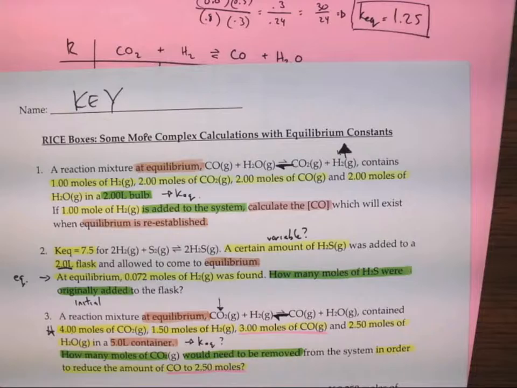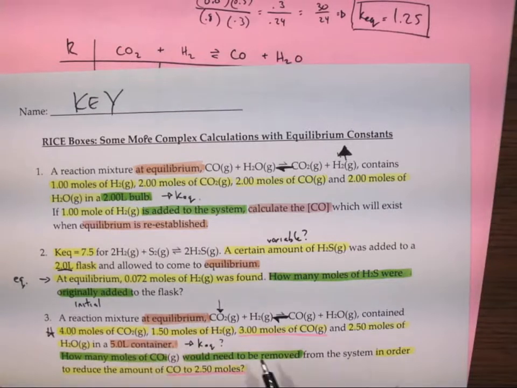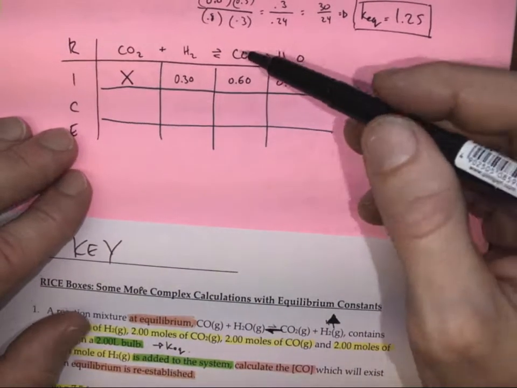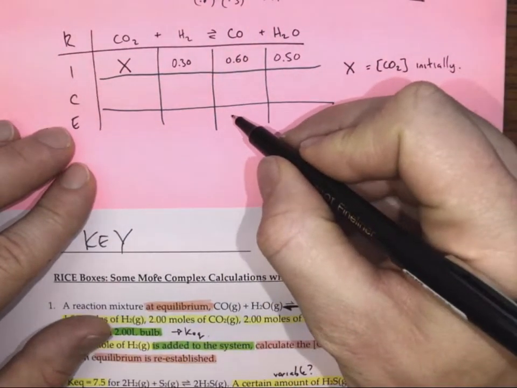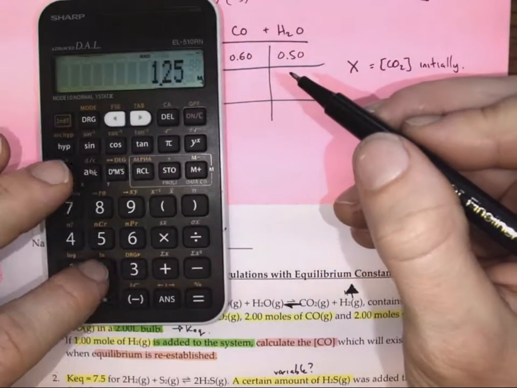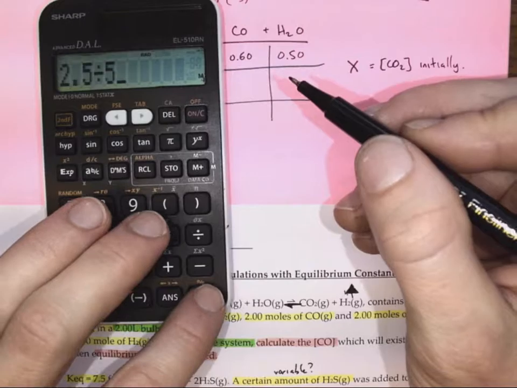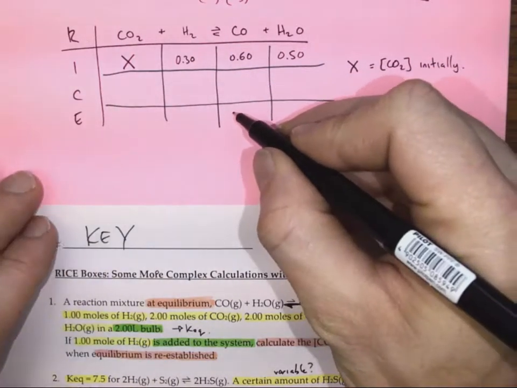I know that ideally this system will reestablish equilibrium with the carbon monoxide at 2.5 moles for every 5 liters. So my carbon monoxide is now going to adjust, so it's going to be 2.5 moles for every 5 liters, which is 0.50.